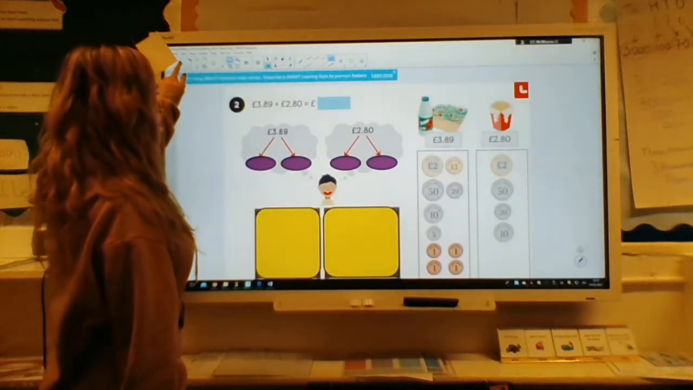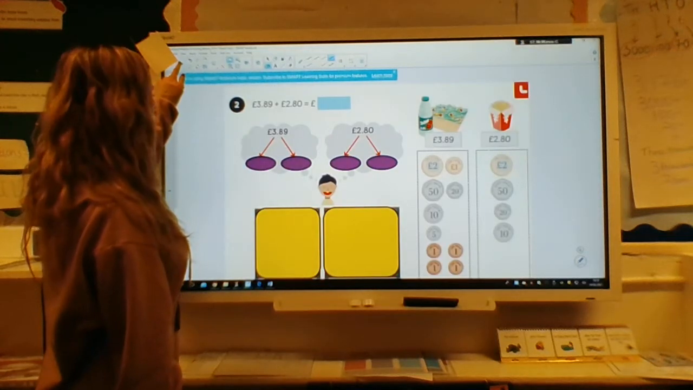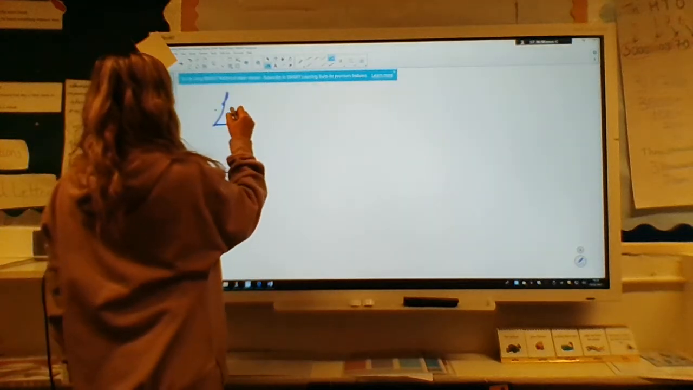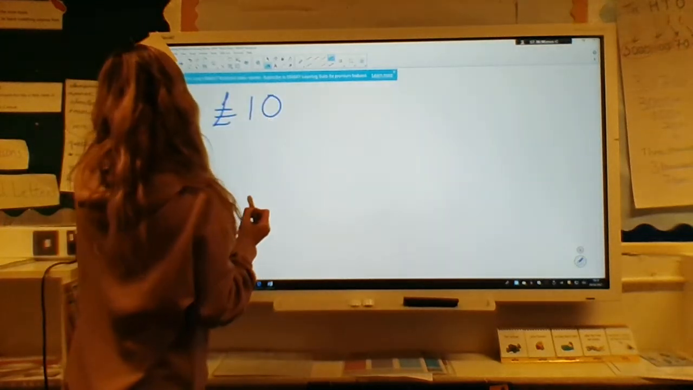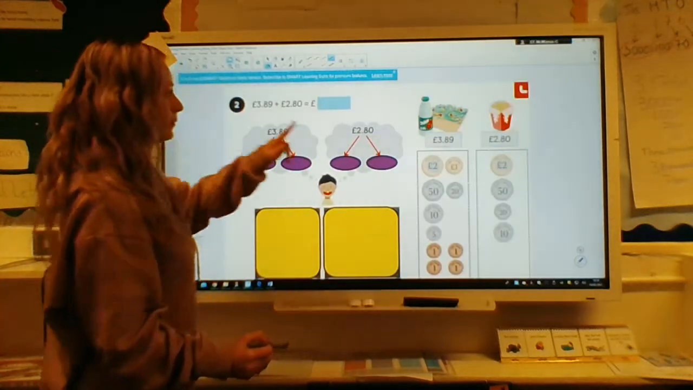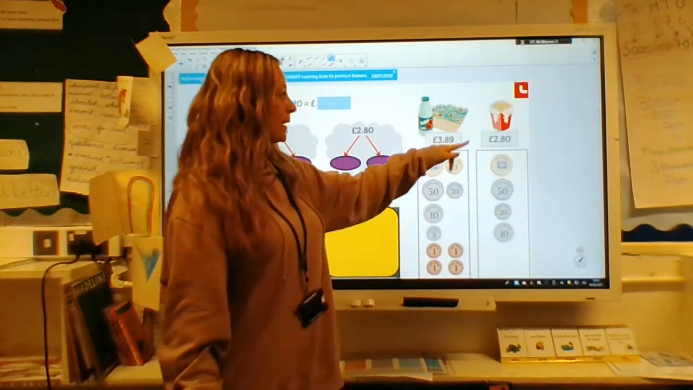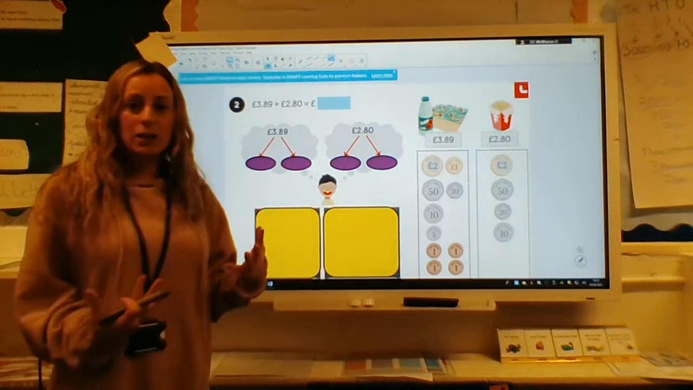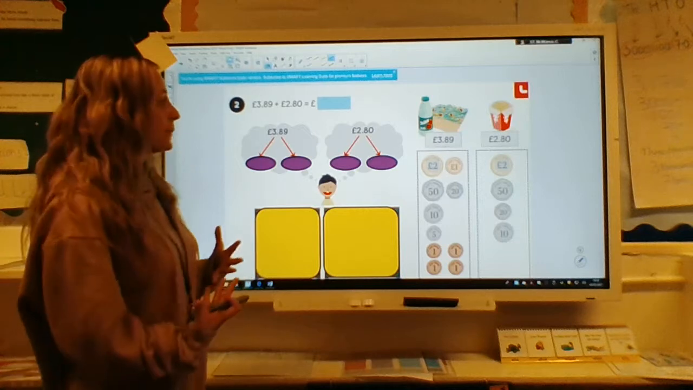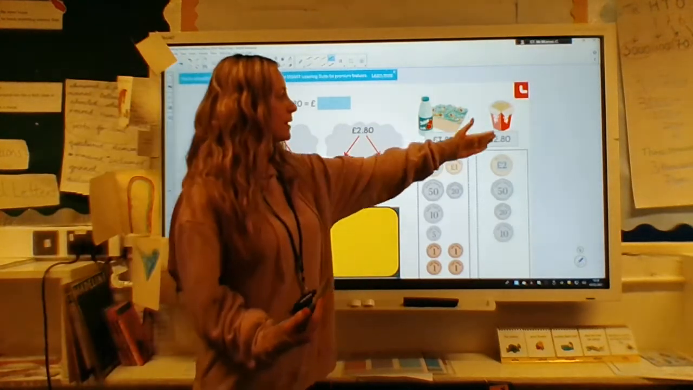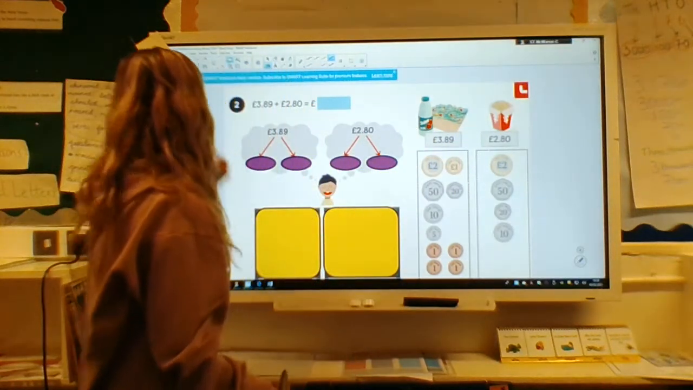Now, you might get some questions where it says you've got £10 and you need to buy these two items. Okay? So £3.89 and £2.80, how much change would you get? Well, if you're getting change, that means you're spending the money, so that means you need to subtract. So you could either subtract each one separately, or you could add these two together and subtract.